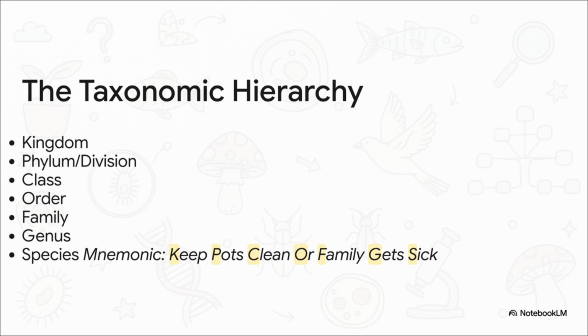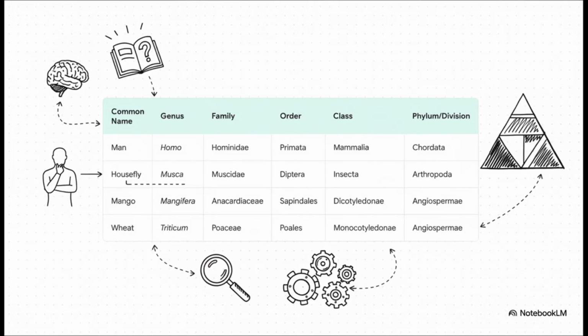It goes kingdom, phylum, or division, if we're talking about plants, then class, order, family, genus, and species. Now, to remember this exact sequence, you have to know this mnemonic. Keep pots clean or family get sick. Seriously, write that down. It will save you in an exam. This table is directly from your NCERT textbook, which means it's extremely important.